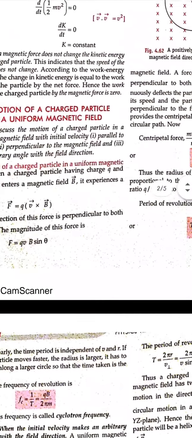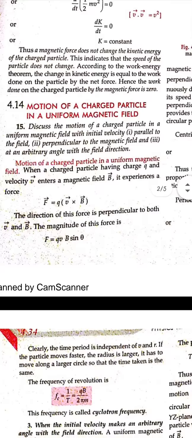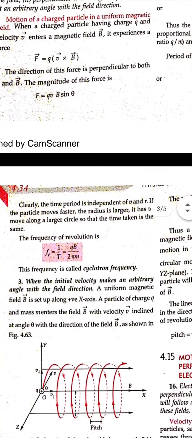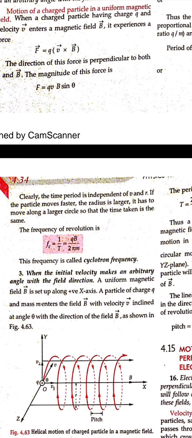So this is the time period of revolution of the charged particle in the uniform magnetic field. If we take out the frequency, we know that they are inversely proportional to each other, so f equals 1 by T. So from here we get f equals qB upon 2 pi m.